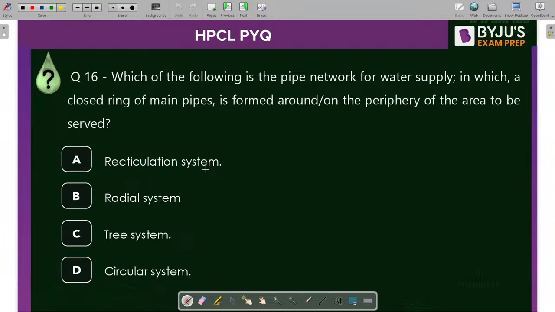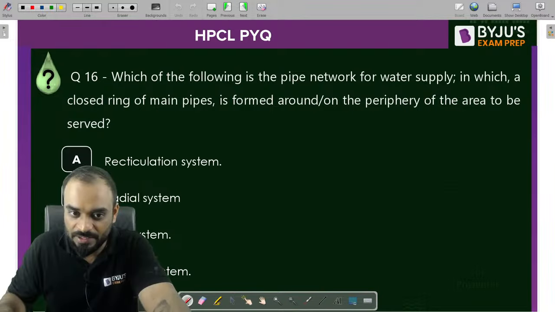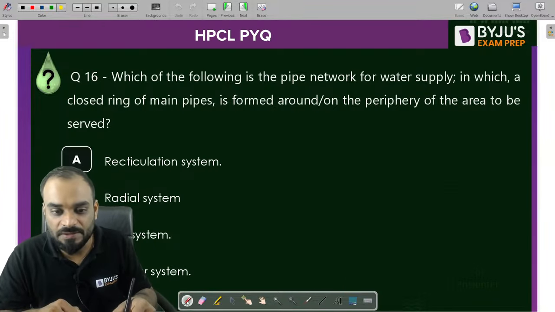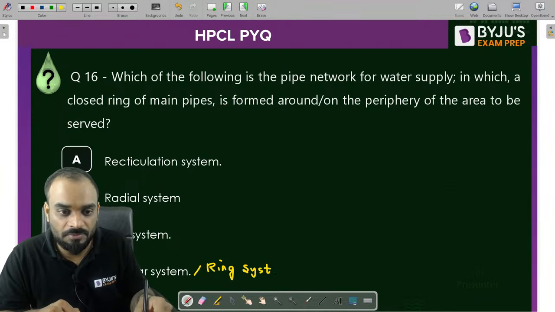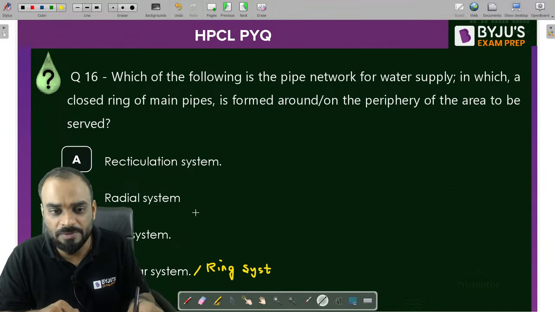Radial system is a different one, guys. I will explain it. What is radial? What is circular? What is ring system? I will explain both of them so that everyone can understand. It should be ring system, right? Circular system is also known as ring system. Ring system is the correct answer. Now let me explain both of them.